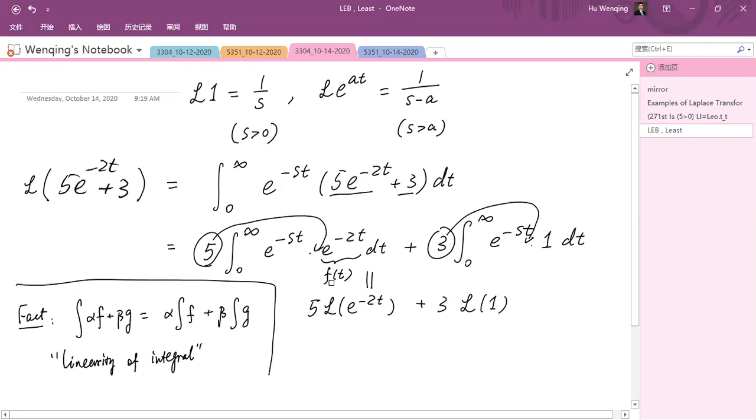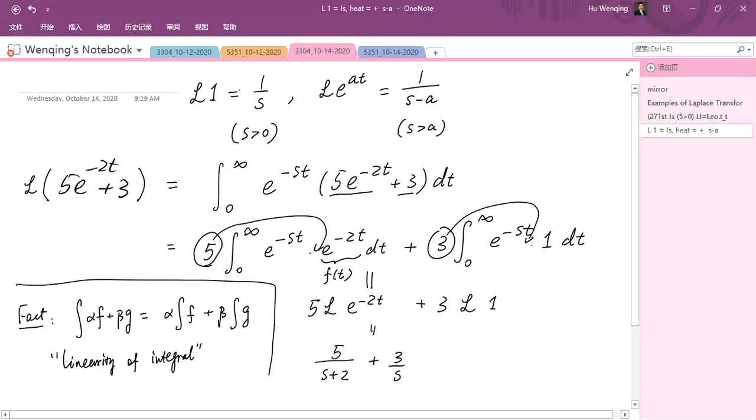Let me just ignore these brackets. That's going to be very simple. Because the Laplace transform of e^(-2t) is 5 over s plus 2. Remember, here a is equal to minus 2, so you use s minus a, which gives s plus 2. And then 3 over s, because 1 is transformed to 1 over s. Is that good for everybody?